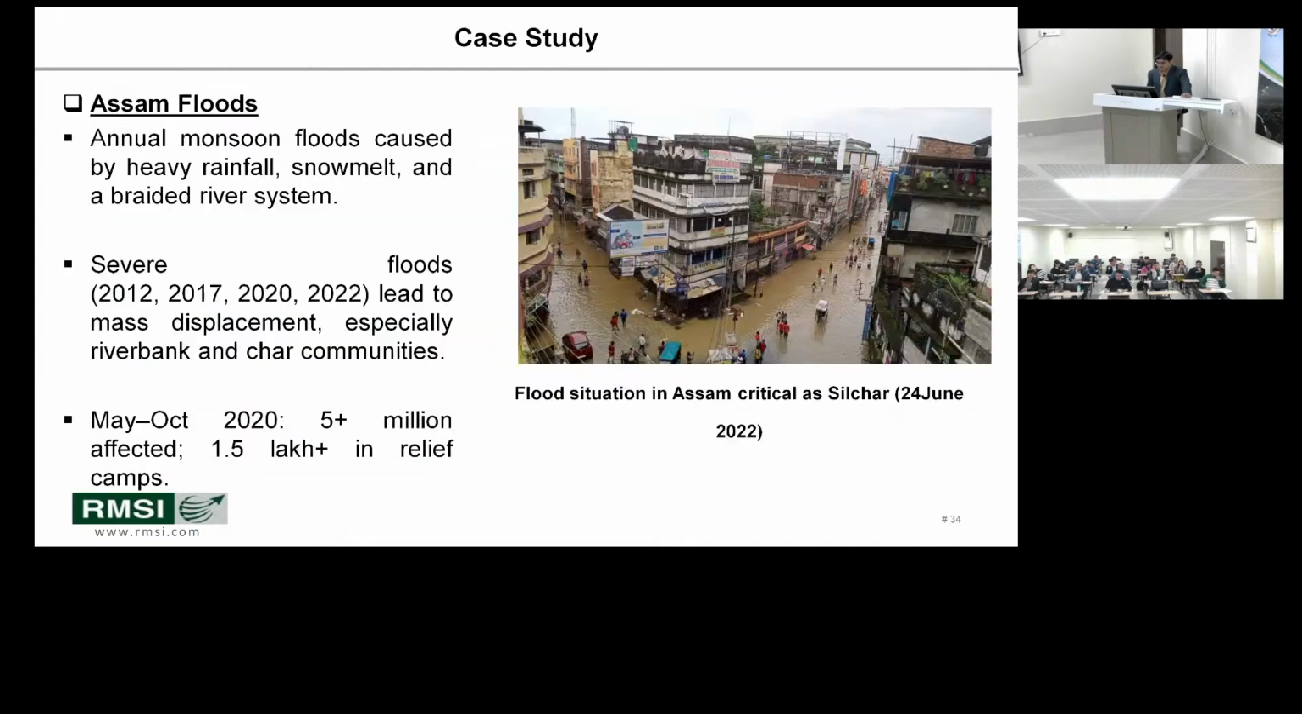We have already discussed this. There are some case studies. I have shown you these case studies in one of my presentations.